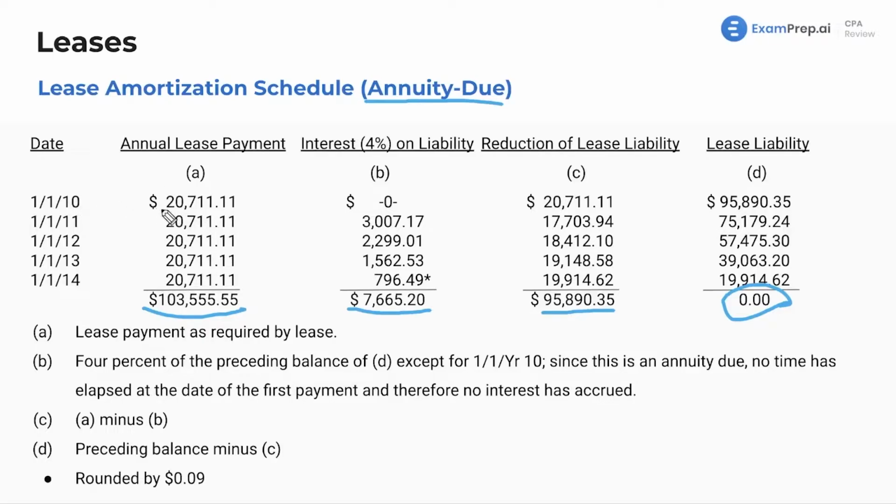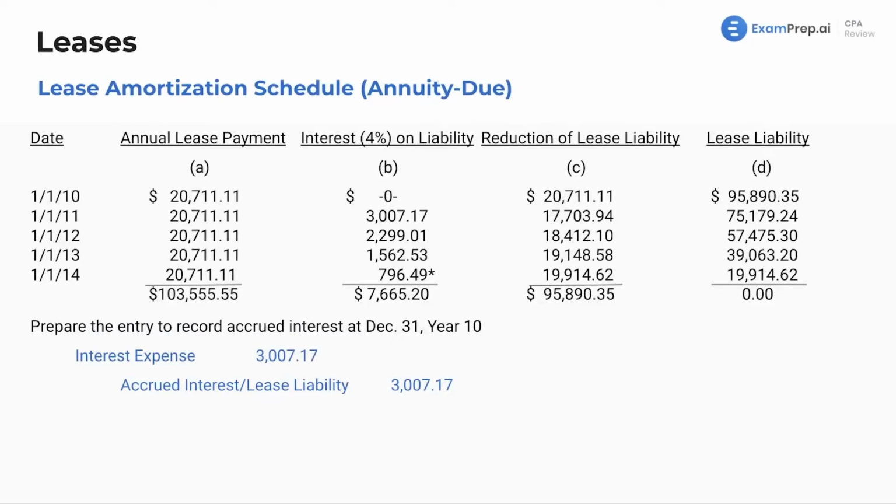So at the beginning of the lease, no time has passed, so there's no interest being dealt with. So you just simply pay it down, right? And then you start making payments, and you calculate 4% of the remaining balance. So 4% on 95, 4% on 75, and that's how you get your interest payments. You take that from your lease payment, and that's what you get in terms of your reduction of lease liability. Just like when you're paying down a mortgage, this is the same thing as a mortgage pay down schedule.